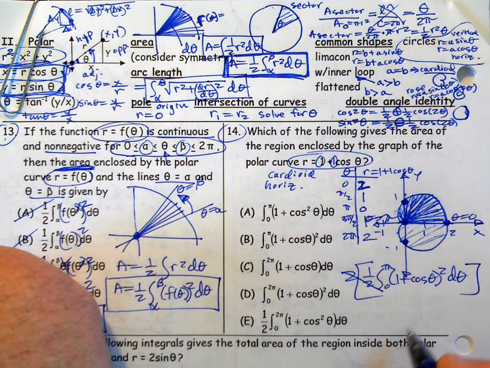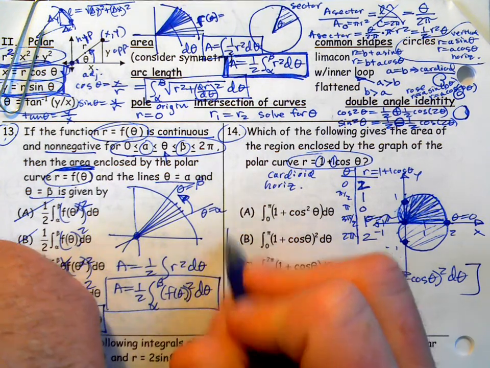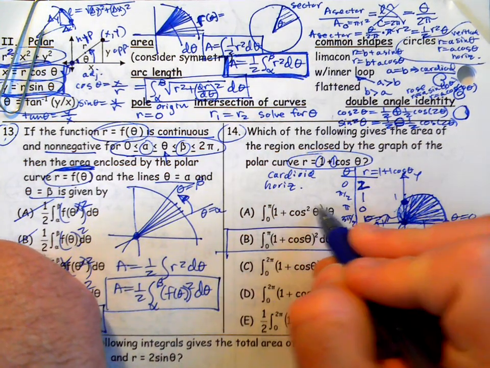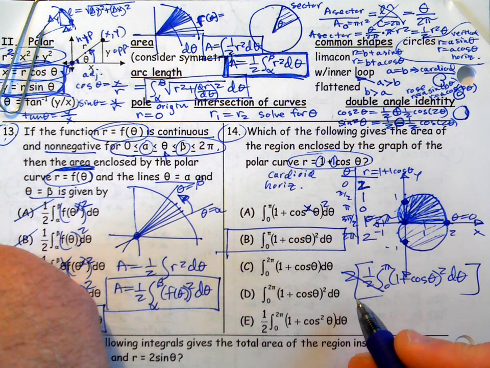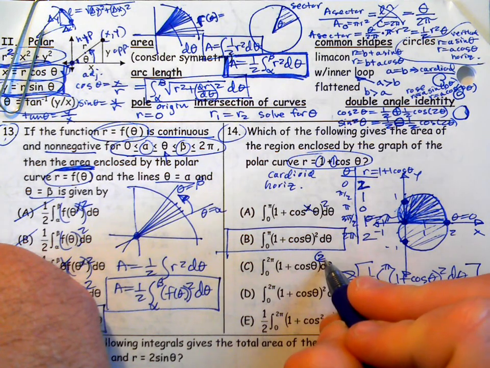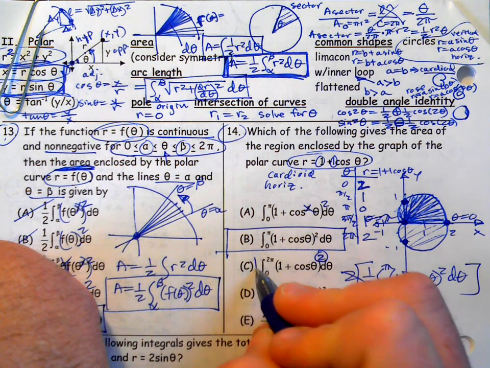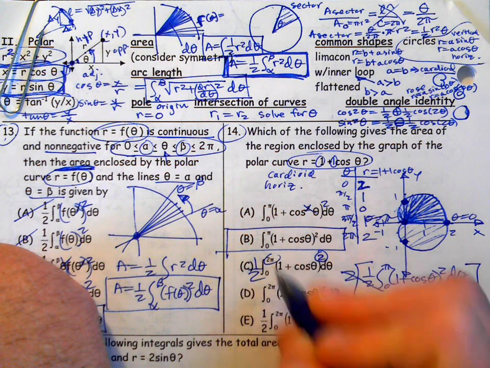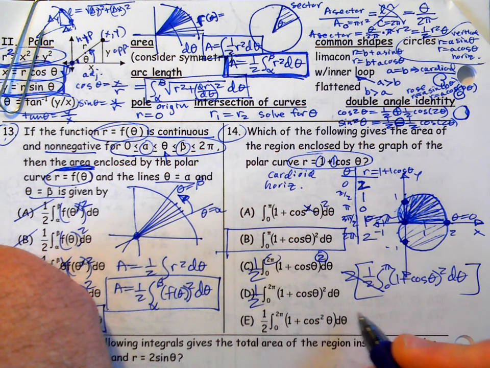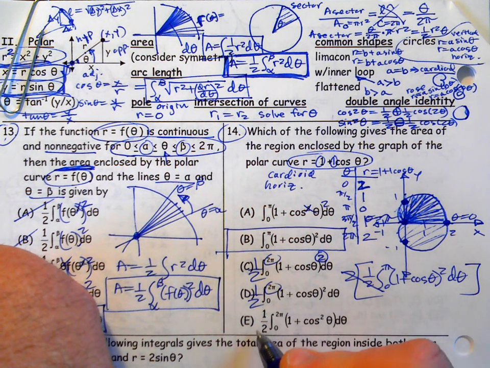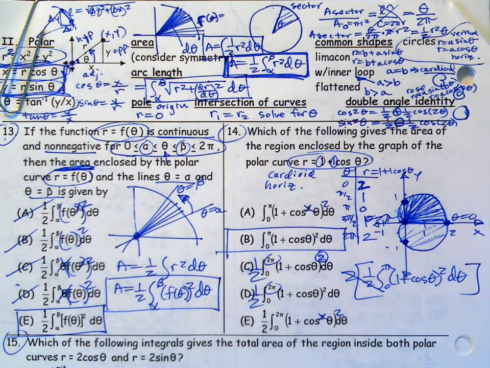So we're looking for 1/2, looking for that one right there. This one has the squared in the wrong spot. This one doesn't have the squared and doesn't have the 1/2 because it goes 0 to 2 pi. This one doesn't have the 1/2, 0 to 2 pi. This one has the 1/2, 0 to 2 pi, but the squared is in the wrong spot. So the answer is B.